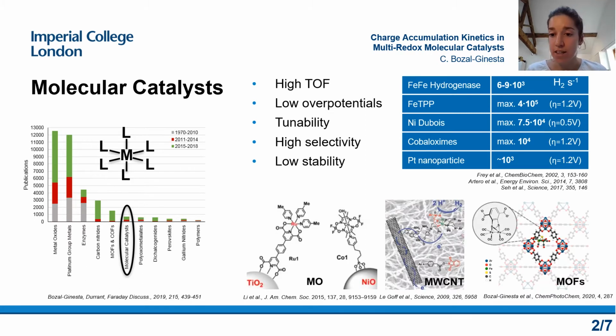So in the last years, there have been many examples of molecular catalysts being immobilized on different substrates, such as metal oxides, carbon nanotubes, and metal organic frameworks. And this is a nice way to combine the good qualities of molecular catalysts with an enhanced charge separation and transfer to the catalyst.